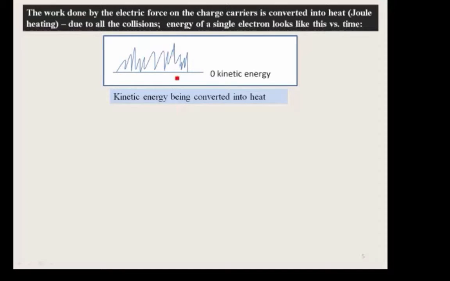So if you took a single particle and looked at its kinetic energy as a function of time, schematically it looks like this. The E field in the conductor causes it to accelerate, it collides and drops, it grows, collides, and so on. So you have this fluctuating kinetic energy as a function of time because of these collisions. Every collision gives energy to the lattice, which is converted into heat. So kinetic energy is being converted into heat by this conduction process.